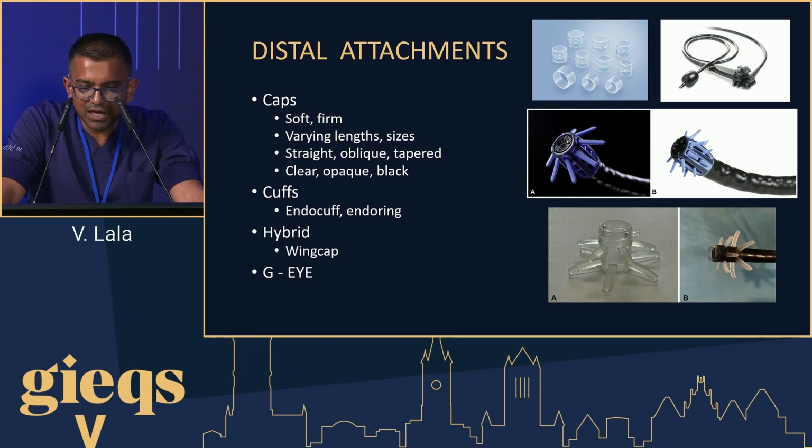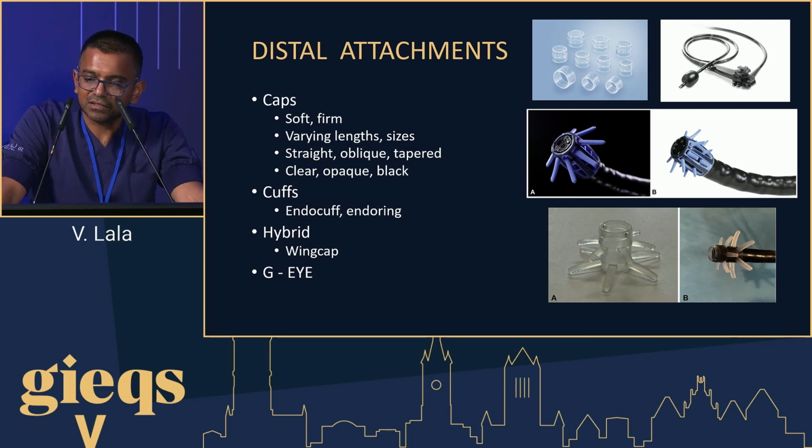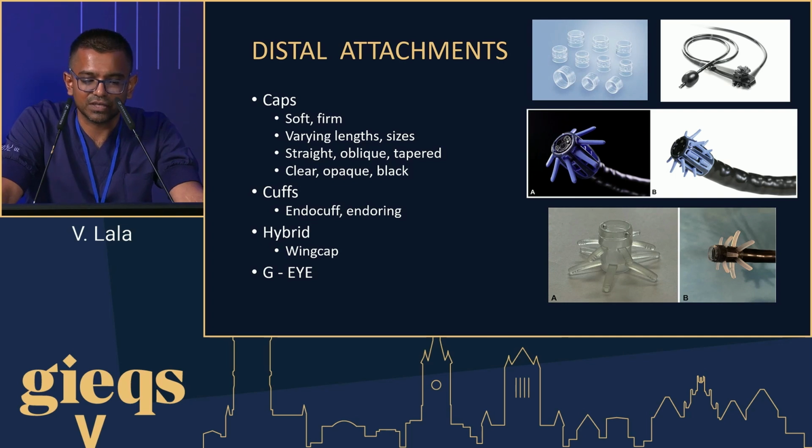I've included the GI as a distal attachment. It's not quite a distal attachment, but I've included it here because it essentially is meant to do the same thing. It's a little inflatable balloon at the tip of the scope, and it's essentially meant to straighten out folds to achieve better mucosal visualization.